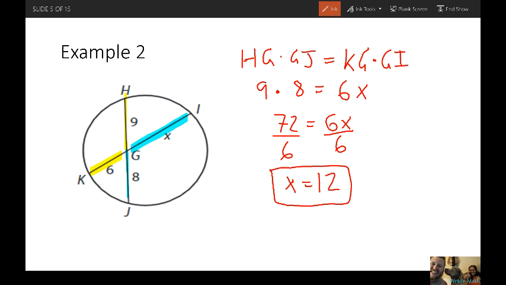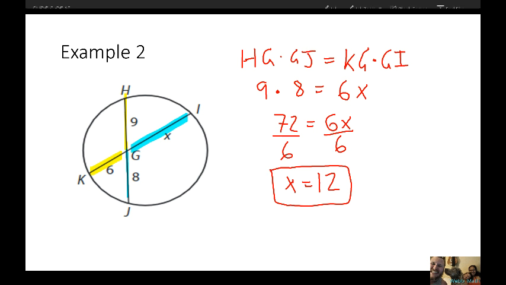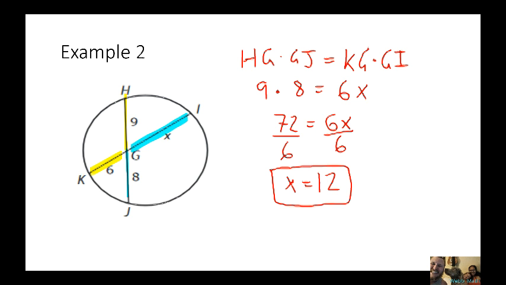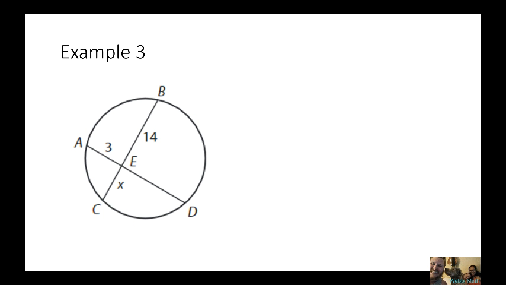Notice how I'm just getting a product from each chord, and I'm setting them equal to each other. This chord equals this chord, so this part times this part equals this part times this part. That's basically what the chord theorem is. So example 3, that's on you. Try it. Figure out what chord is what, and what segment times what segment equals the other chord's segment times segment. I'm going to check you guys for this when I get back on Friday. So good luck.